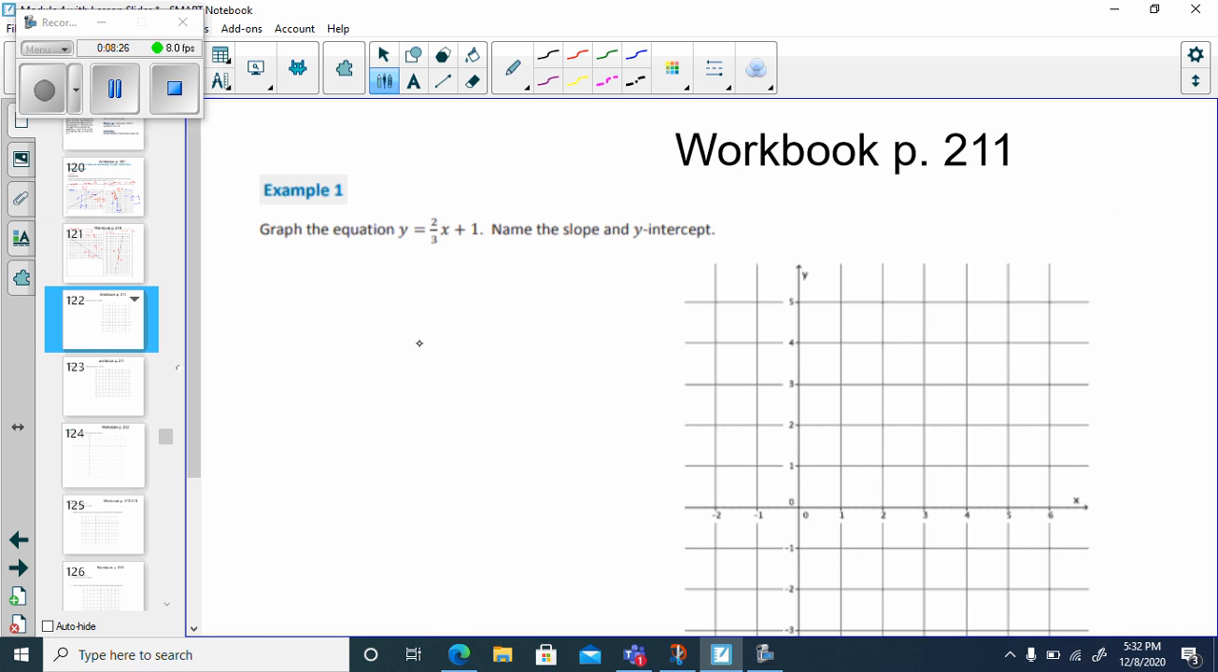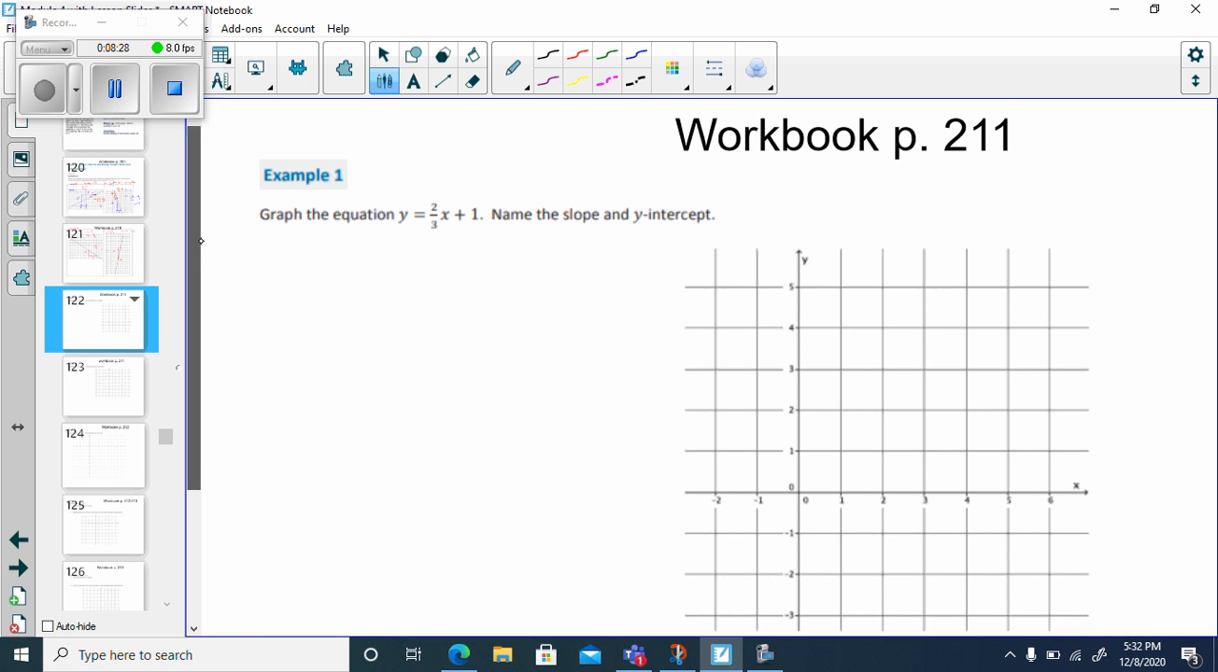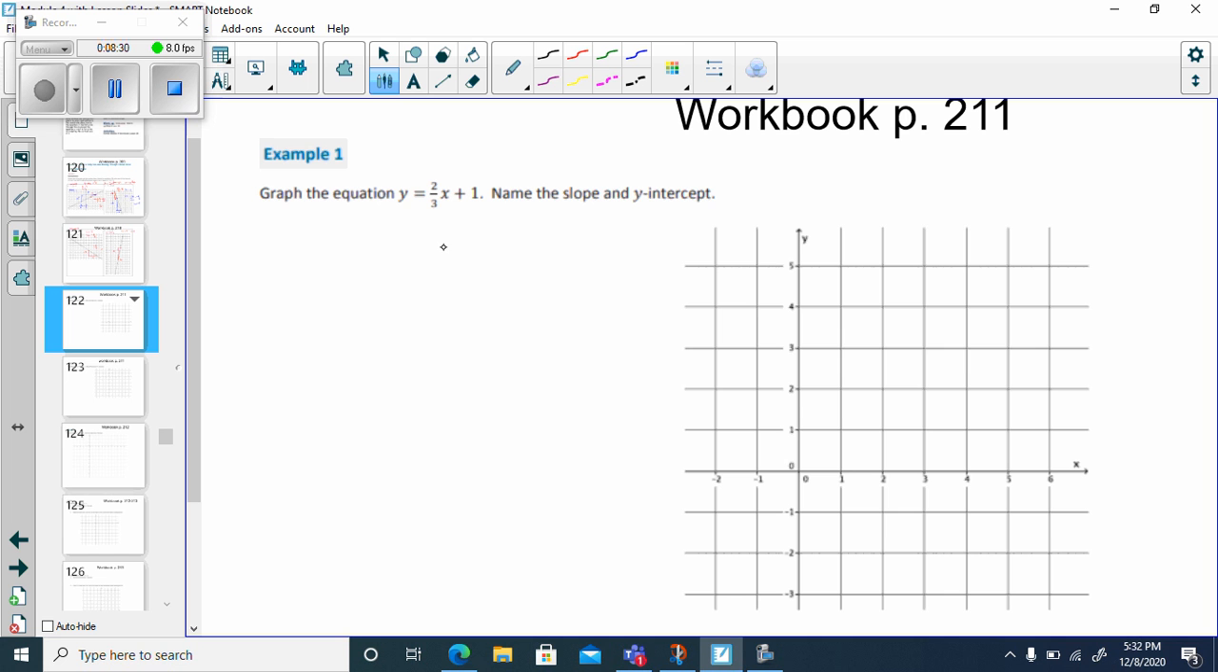This is on page 211, where they ask you to graph this equation and name the slope and y-intercept. Well, if our equation is y is equal to mx plus b, our y-intercept is 1. Our slope, our m, is 2/3. Okay, so let's plot this. We begin at 1 on the y-axis, and then our slope is 2/3.